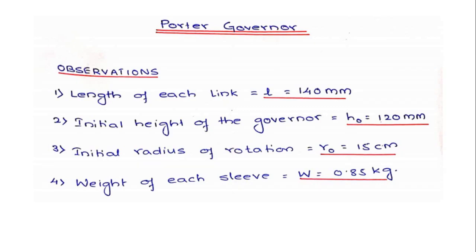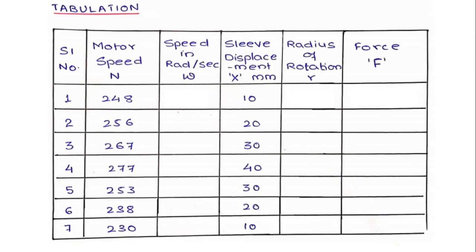Now with these observations, we will be performing the experiment. You have already seen how to perform the experiment. Now we will note down these readings in the table as shown. This is the table. We have serial number, motor speed, the speed in radians per second, sleeve displacement denoted as x in mm, radius of rotation, again in mm, and force F.